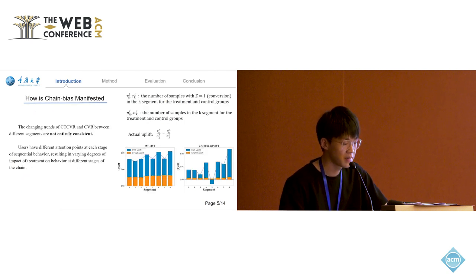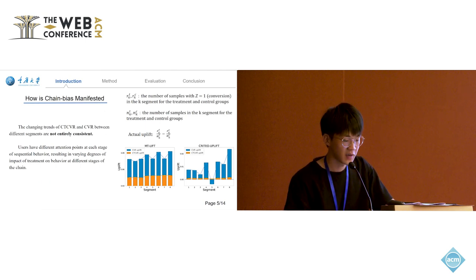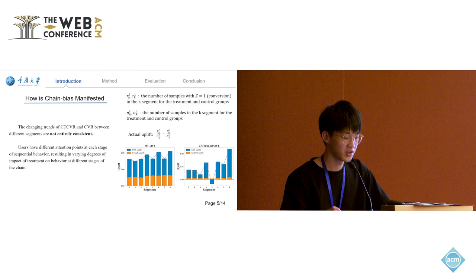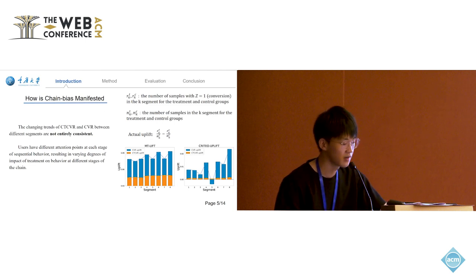We validate the chain bias on the real data by randomly partitioning the data and calculating the actual uplift score in each segment. We can see in the figure, the CVR uplift is computed on the click set and the CTCVR is computed on the impression set. From this figure, we can see that the trends in CTCVR and the CVR uplift are not consistent. Ignoring the treatment's impact on the preceding task leads to biased results.